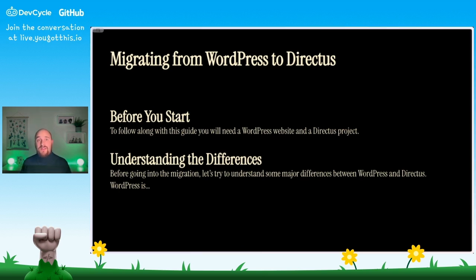The second kind of repetition is quite common with writers, and it's actually introducing sections underneath their subheadings. So here we have another example. A subheading reads, Understanding the Differences. Before going into the migration, let's try and understand some major differences between WordPress and Directus. WordPress is da-da-da. That last bit's fine, but the heading is called Understanding the Differences. Of course, in this section, we're going to understand the major differences. That's what the header says. A lot of writers, again, have that tendency to just repeat the heading in prose. You don't need to do that. People read the headings.